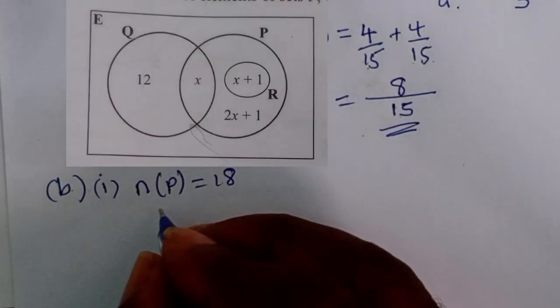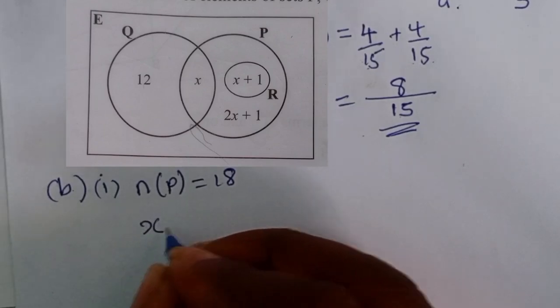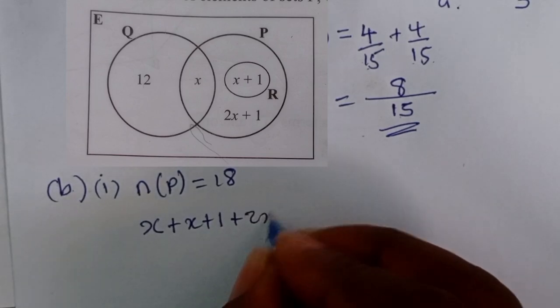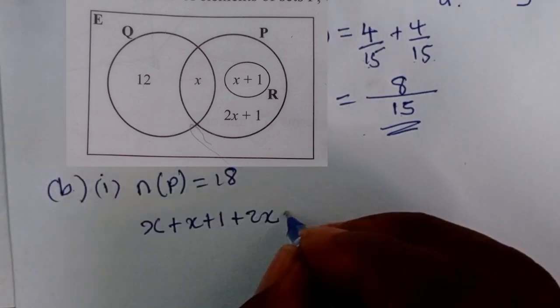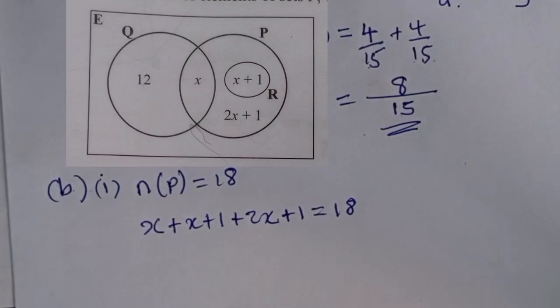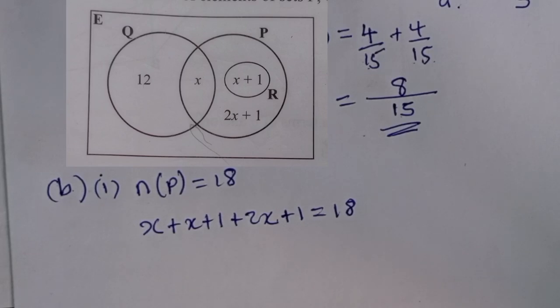So the number of elements in P, we have X plus 1 plus 2X plus 1 is equal to 18. Okay, so these are elements that are in P. When you look very well, set R is a subset of set P. That X plus 1 is contained in set R as well as in set P.